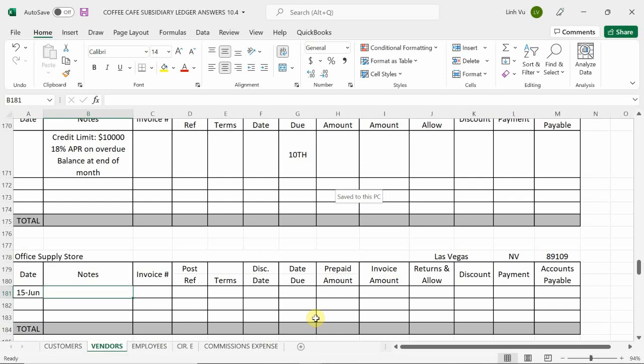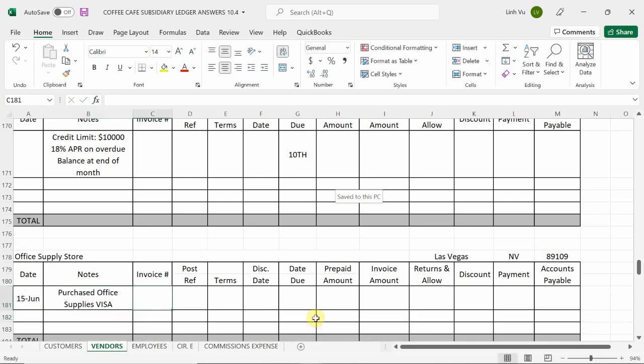Anything in particular you want to make a note here for? That you bought office supplies. Okay. This is where you can put that you paid with Visa. Oh, and then you post reference general journal, and then you put an invoice number of 150, and then payment 150.